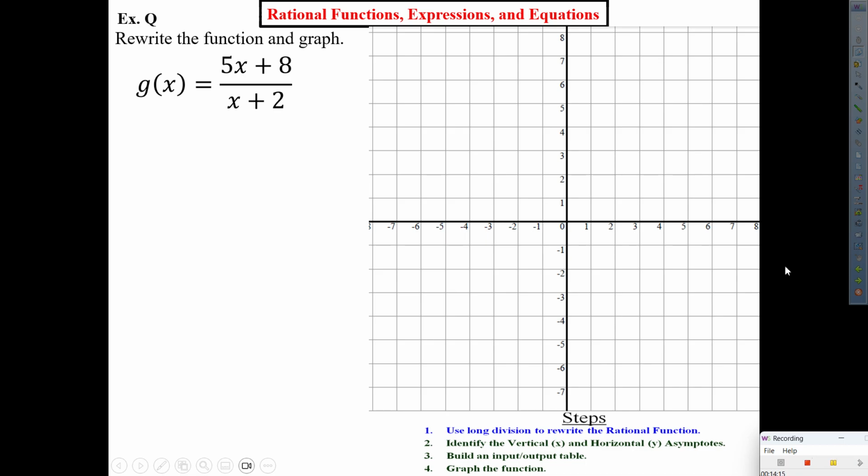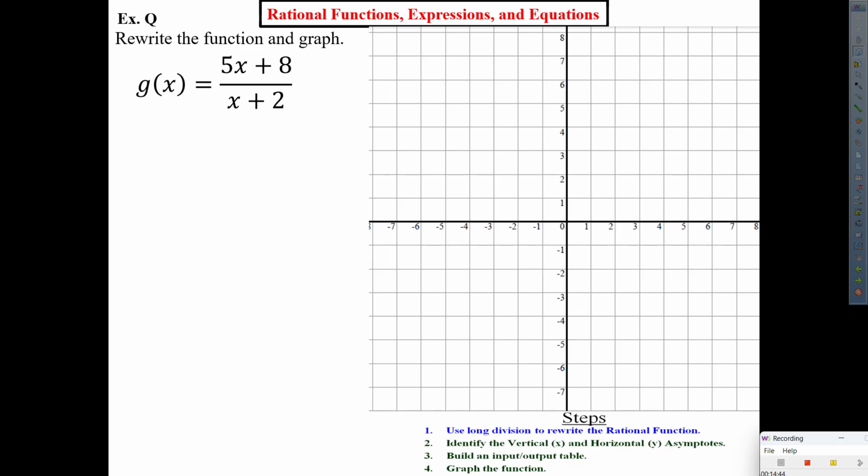All right, here we go. Copy this one on one of the small graphs. Example Q. Rewrite the function and graph. g of x equals 5x plus 8 over x plus 2. Now, the reason I want to go over this one is so that you guys can see the mechanics, because I sensed a disturbance in the force yesterday on that last problem. Some of you were kind of iffy in regards to some of the things that I was doing on the screen, so hopefully this is going to clarify it.